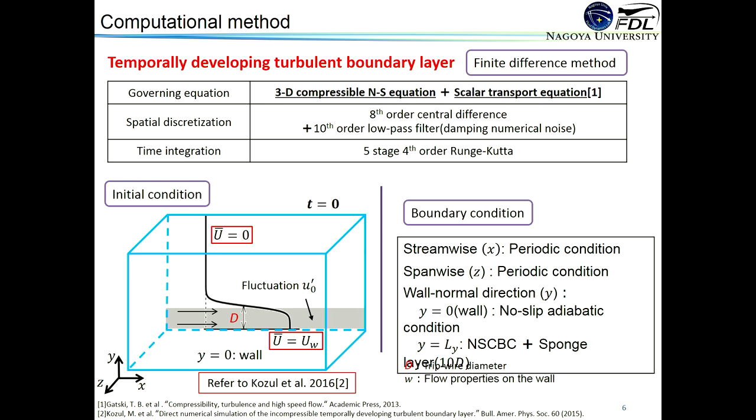In my numerical simulation, the 3D compressible Navier-Stokes equations and the scalar transport equation are solved. The scheme for the computation is shown here. This is the initial condition. The wall moves with a constant velocity, Uw, and the velocity is zero in the free stream. To trigger the turbulent transition, a velocity fluctuation is added near the wall. For the boundary condition, periodic boundary conditions are used for the streamwise and spanwise directions. For the wall-normal direction, this is the wall, and this boundary uses a non-reflecting boundary condition with a sponge layer.